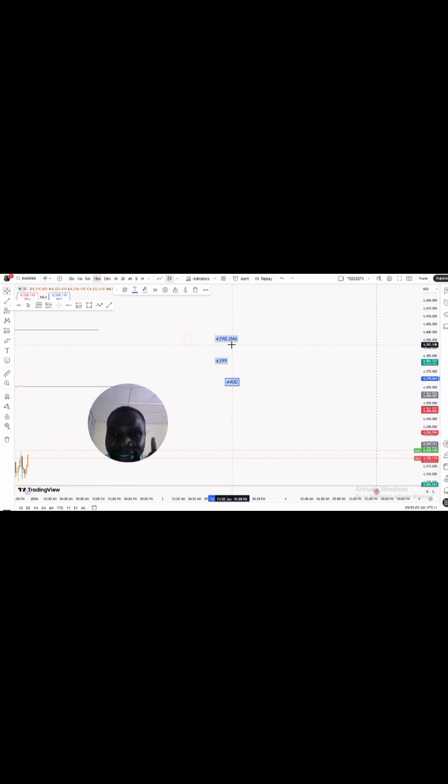I don't know if you are getting this. Every 1 pip movement on gold is 10. If this price moves from 4,400 to 4,410, this is a 10 pip movement. Let me put the decimal point. Whatever is behind this decimal point, just ignore it. From 4,400 to 4,401, this is a 10 pip movement.